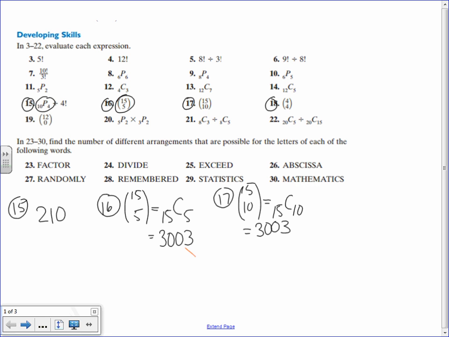The reason that these things are equal, which is kind of cool, is that I'm picking out of 15, and 5 and 10 add to 15. Alright, so that's kind of cool. So if I would have done 15 choose 2, that would have been the same thing as if I did 15 choose 13, because 2 plus 13 adds to 15. Alright, fun fact for you.